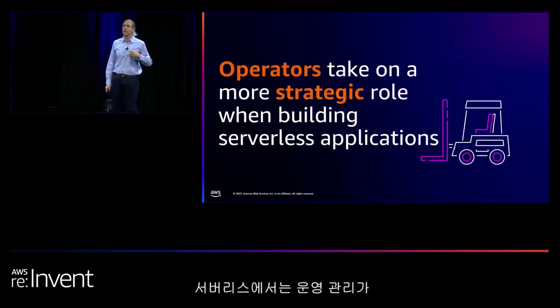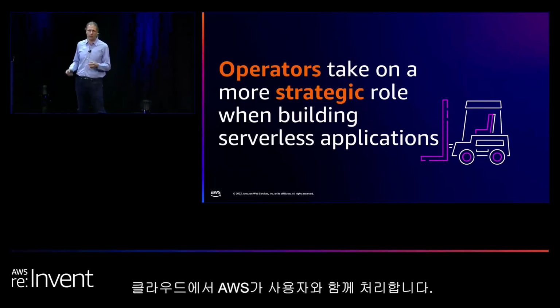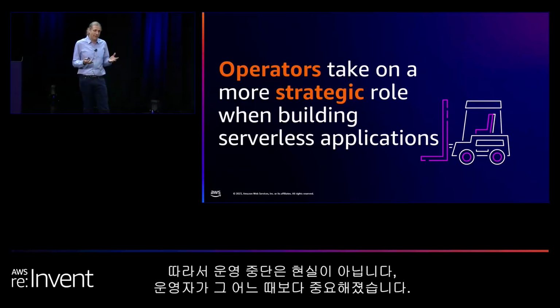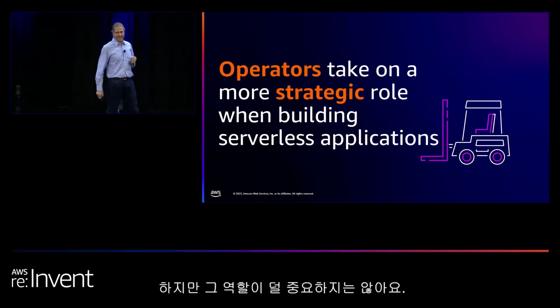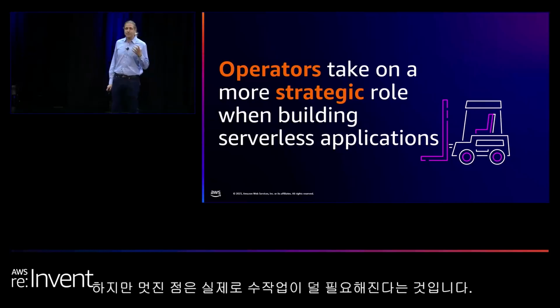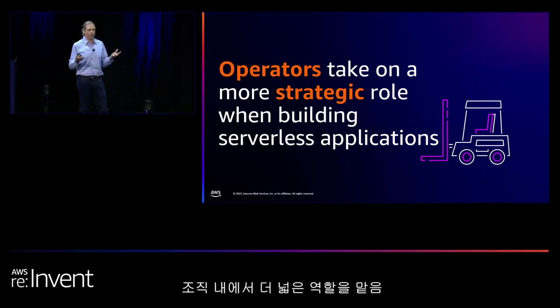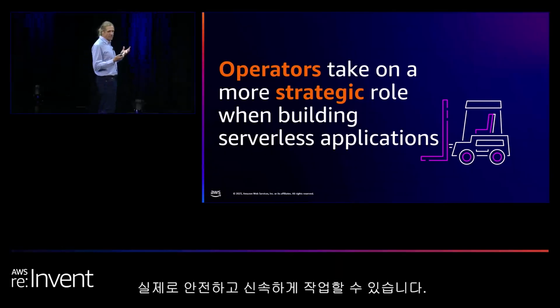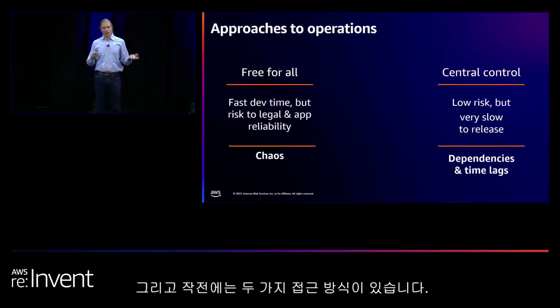With serverless, the operational management required to run and scale applications is handled with you by AWS in the cloud. So not only is no ops not a reality, operators are actually more important than ever. Ops are different, but the role isn't any less important. But the cool thing is it actually becomes less manual. It's more strategic, taking on a wider role within the organization so you can actually operate safely and with speed. And there are two approaches to ops.